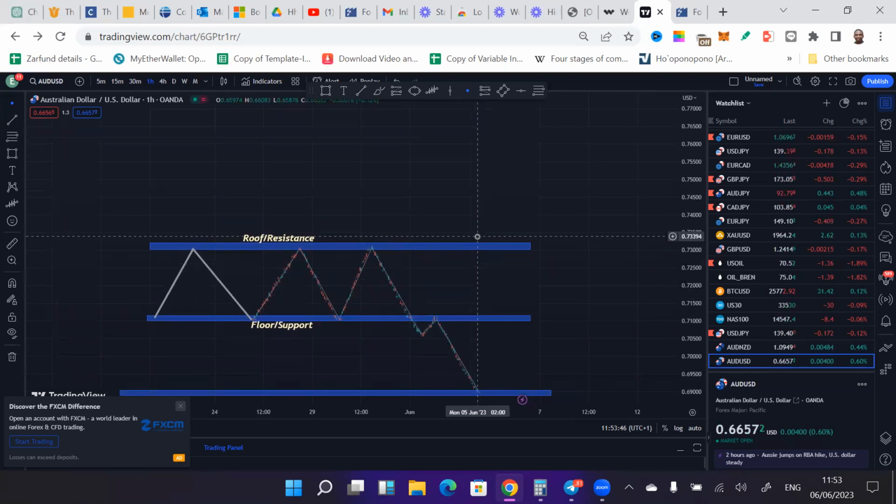Okay, now the same thing happens for a roof. Let's look at this now. The same thing happens for a roof. So price breaks out of this roof, right? So when price breaks out of this roof, the tendency is that it will do this.